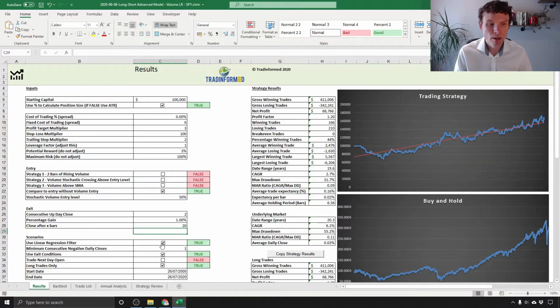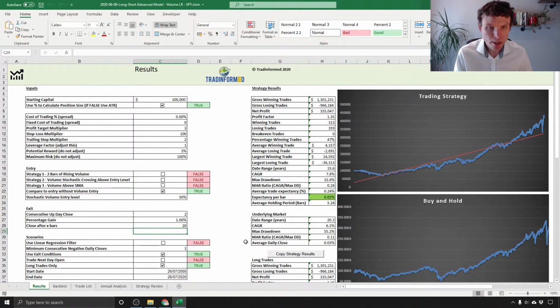Now we can change a few further things. Let's try getting rid of the linear regression filter. Is this helping us? Well, if I take this off and keep the simple entry again, we can see no, it's not. We can expect an annual growth rate of 7.8%, $335 net profit, and a MAR ratio, which is always relevant because this measures the difference between annual growth rate and drawdown, of 0.24.